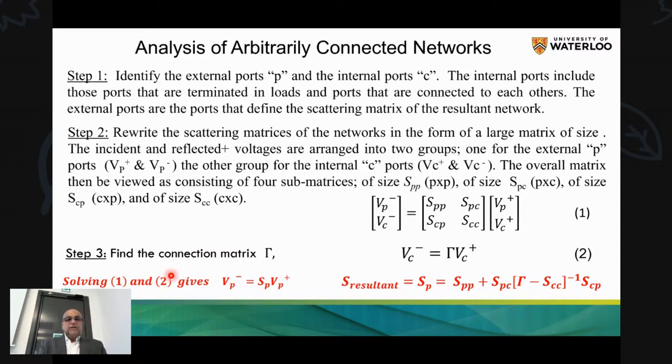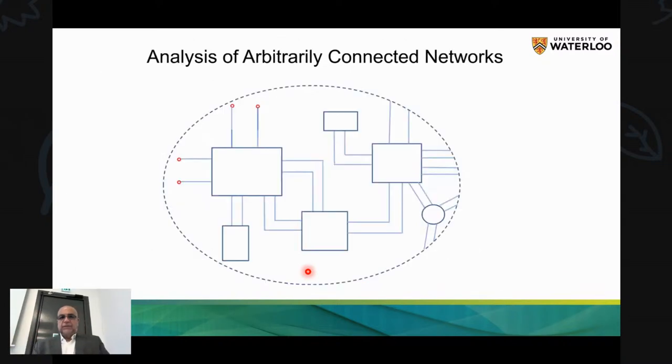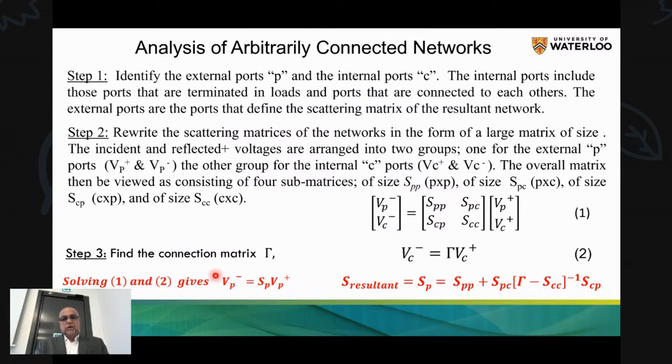Step three, you define something called the connection matrix. The connection matrix relates the internal ports. Because if you think about it, the wave reflected from this network is exactly the incident wave to that network. So there are connections between the internal ports, and it is easy to define what's called the connection matrix. I'm going to call it gamma.